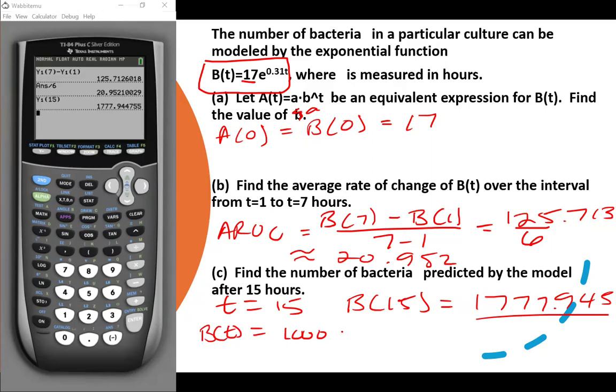It would be an intersection. If it's a calculator question, it's an intersection. If it's solving by hand, it's inverse operations. What do you need to do to get your variable by itself? So if I had B of T equals 1,000 and I'm asking you to find T, we would be setting this equal to 17 e to the 3100ths T.